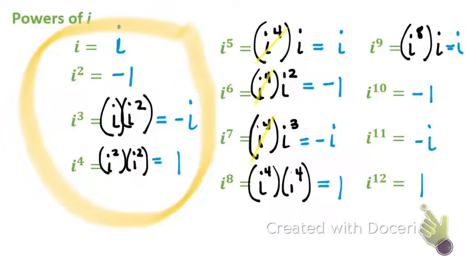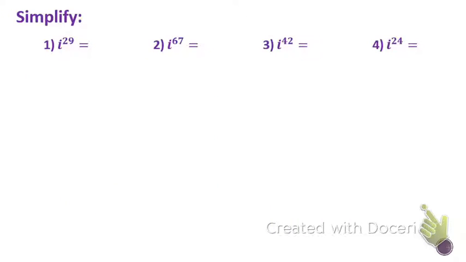Okay, so let's go ahead and copy down these 4 examples, and let's see if you can figure out what they equal. So i to the power of 29, i to the power of 67, i to the power of 42. Is that a 42? Yeah, 42. And i to the power of 24. So take a minute, copy that down.